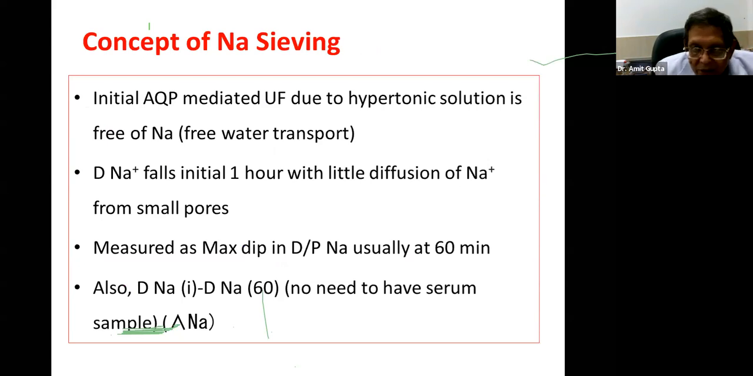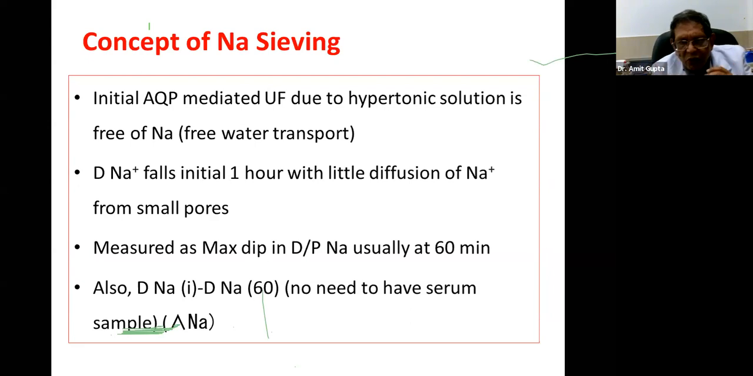Now, what is this concept of sodium ceiling? Initially, the aquaporins mediated ultrafiltration due to the hypertonic solution, and the fluid that came out was free of sodium. So you had free water transport. And the dialysate sodium was seen to fall in the initial 1 hour because there was little diffusion of sodium through the small pores.